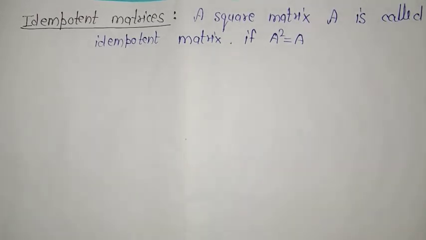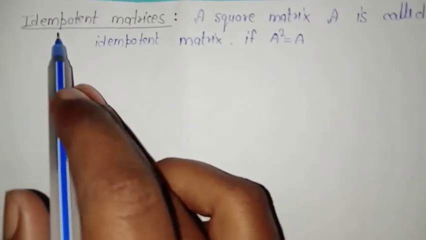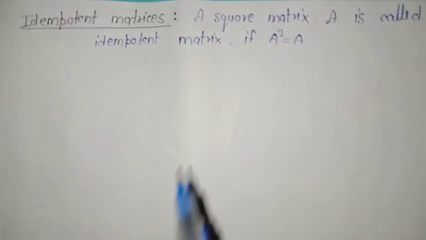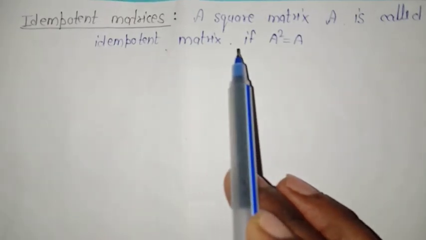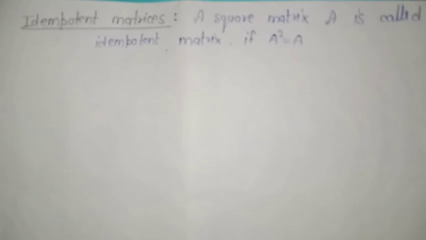In my last video, I discussed the definition of unitary matrices and orthogonal matrices. I have also taken some examples. Today I will discuss the definition of idempotent matrices. So a square matrix A is called an idempotent matrix if A square equals A.